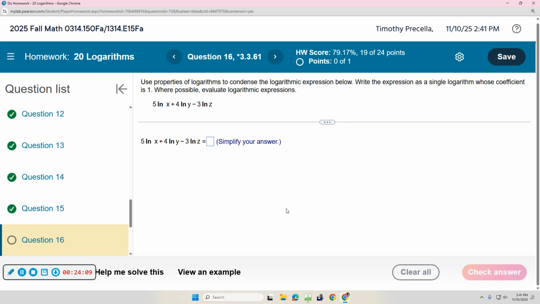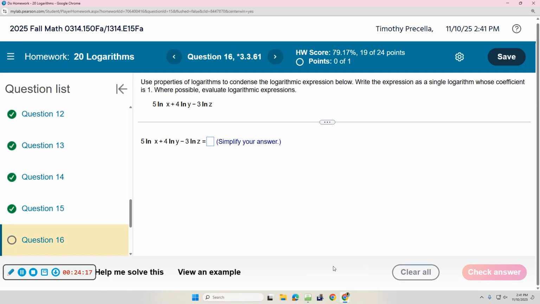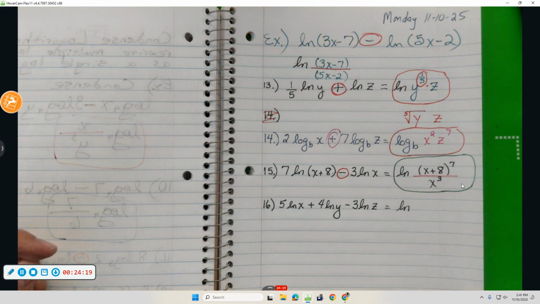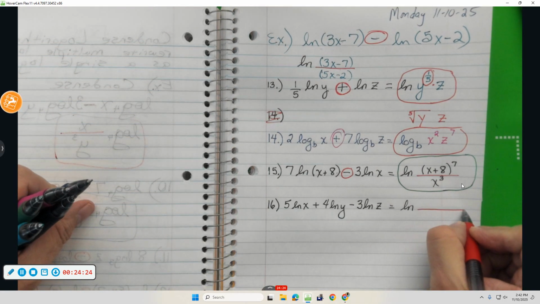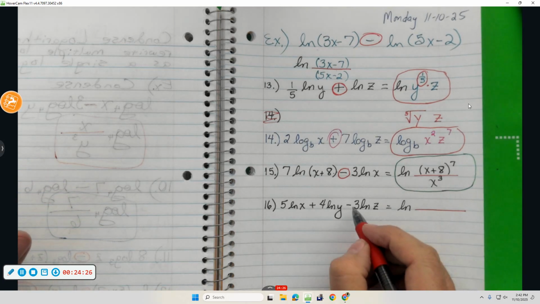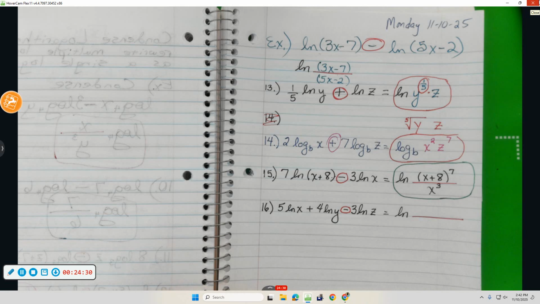Will there be a fraction bar? Yes. Oh, Tim. Oh, wait. Show me. Make sure you didn't miscopy. Oh, 5 ln x plus 4 ln y minus 3 ln. No, I didn't miscopy. Okay. So I have a fraction bar. Okay, so because of that minus, will there be a plus in your answer anywhere?